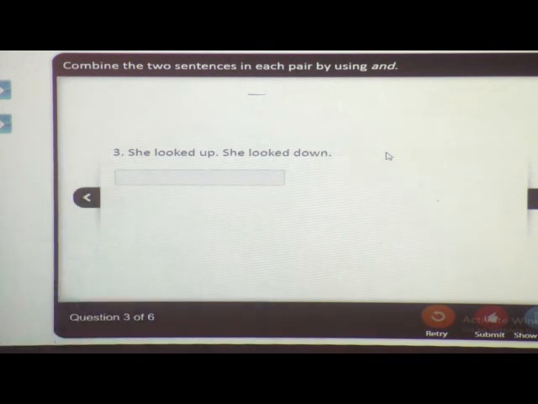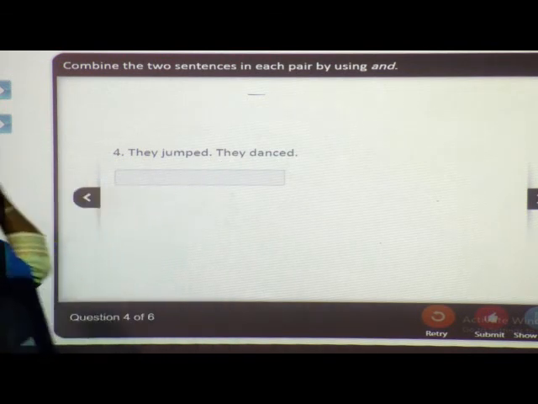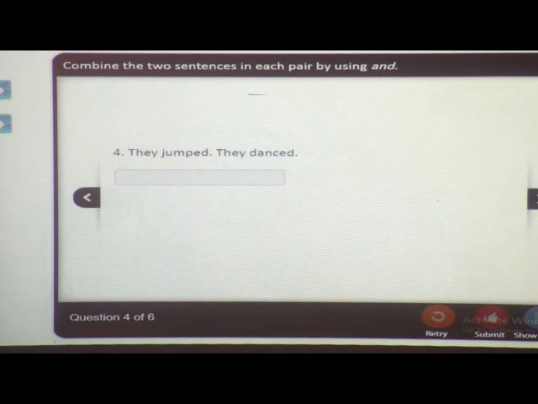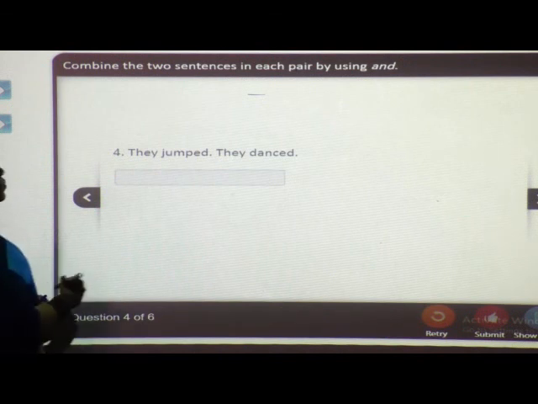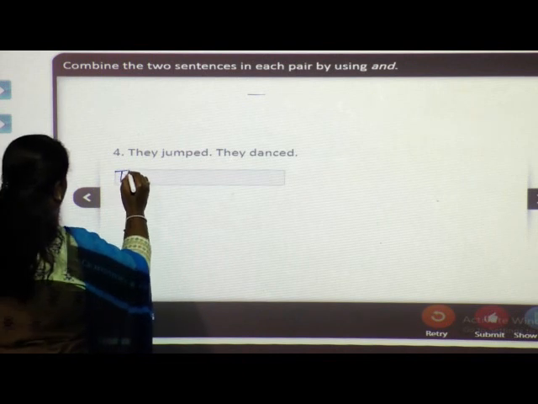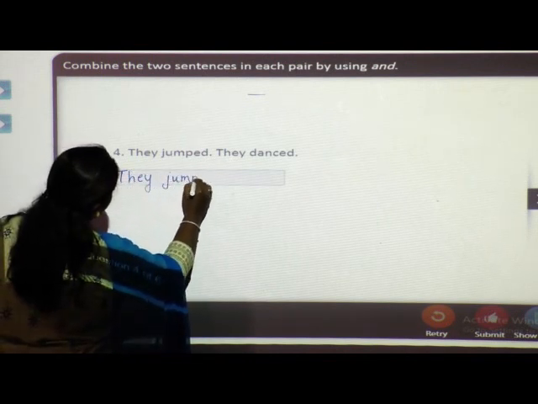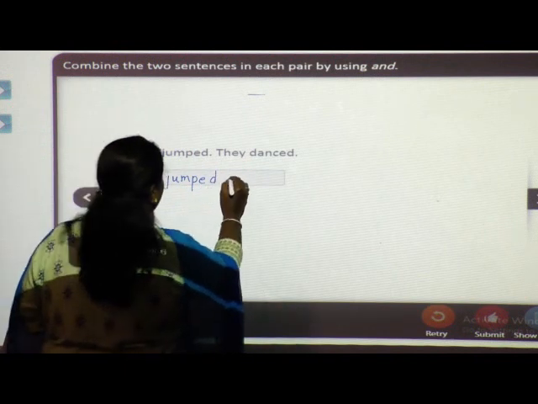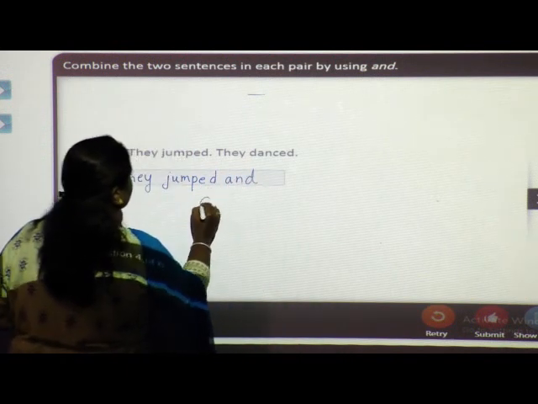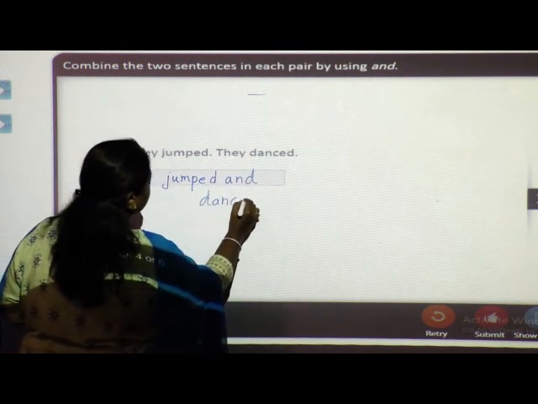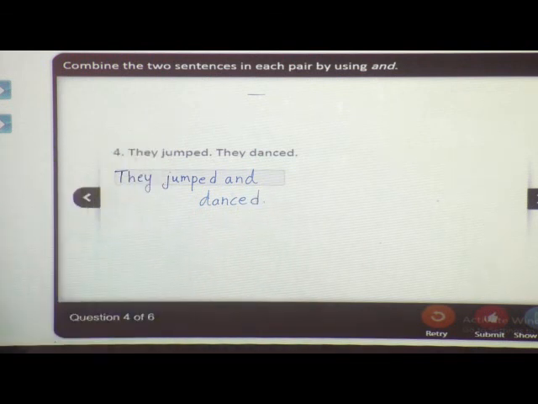The next one, they jumped, they danced. Here again they is repeated. So to join the words, here also we have to use and. They jumped and danced.